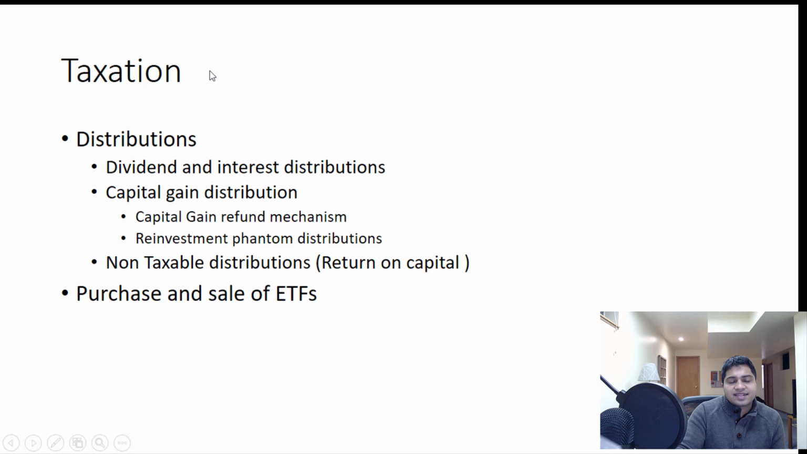Now, taxation of ETFs. Taxation is based on distributions that the fund makes or the purchase and sale of the ETF. When you buy and sell an ETF, you can make a capital gain, of which 50% is taxed, or you make a capital loss. A capital loss can offset capital gains in the last 3 years. It can offset capital gains in the current year, or you can carry it forward for future offsetting indefinitely.